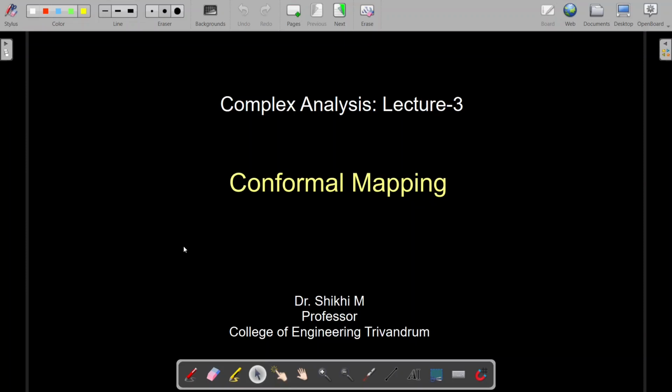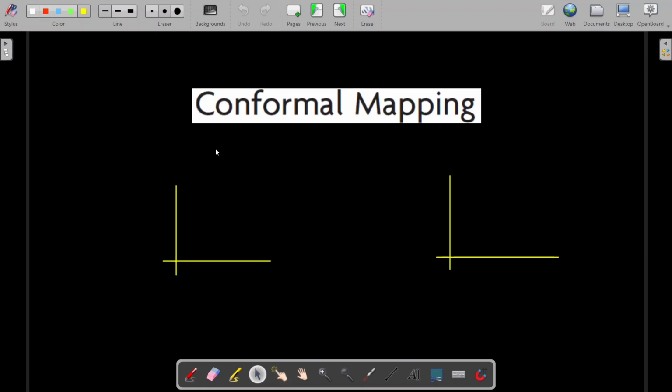Welcome to the third lecture of complex analysis, in which we will discuss conformal mapping of analytic functions. So, what do you mean by a conformal mapping? Before going to the concept of conformal mapping, we will discuss what you mean by a mapping of a complex function. Suppose you have a map w equal to f of z.